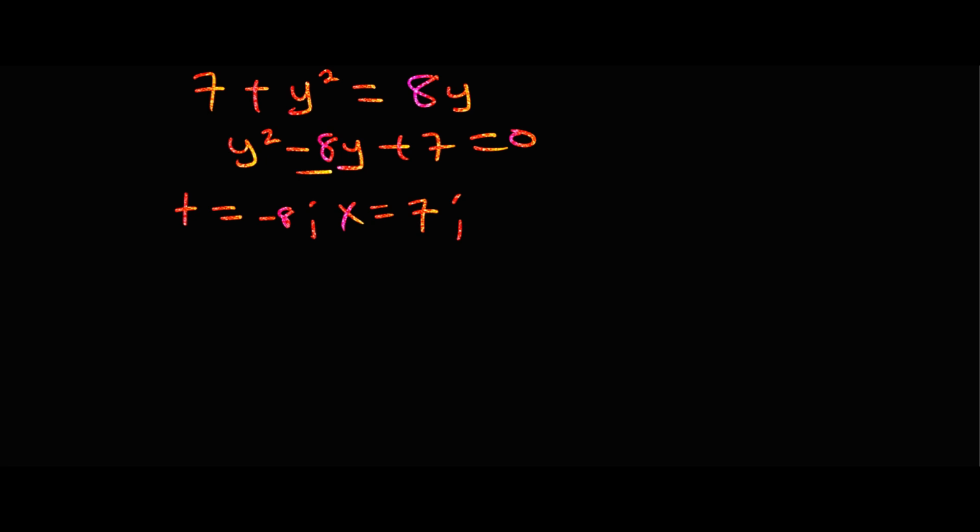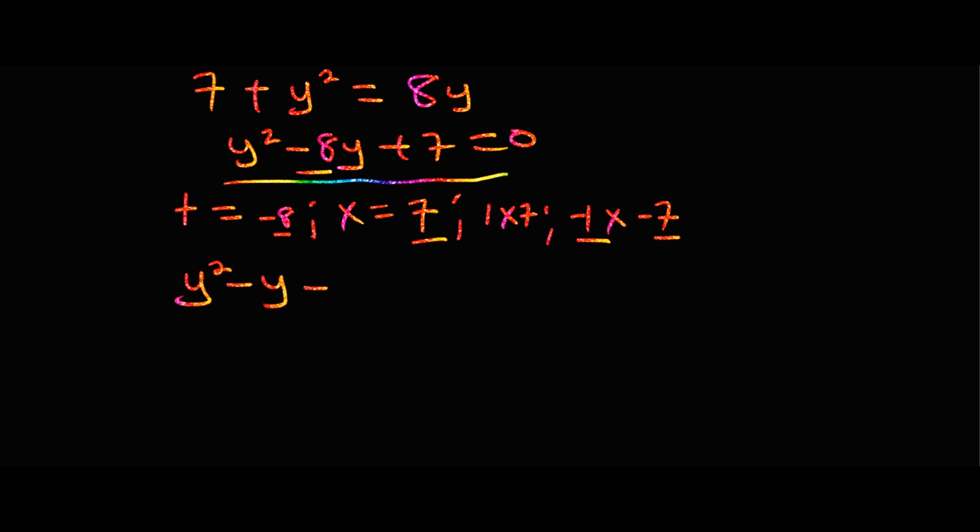For you to be able to get 7 from a product of two numbers, you have 1 times 7, and if you try adding 1 to 7, it is not giving you a sum of 8. So again, you try negative 1 times negative 7. The product gives you 7 and the sum gives you negative 8. So the two numbers are negative 1 and negative 7. So we can rewrite this equation as y squared minus y minus 7y plus 7 equals 0.